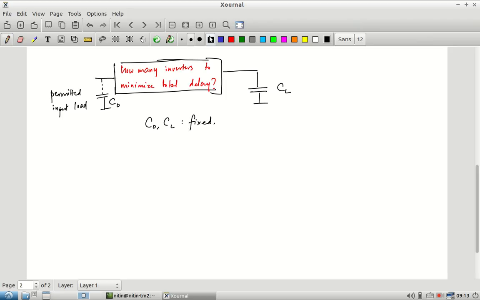Now, if I pose the question in this manner, just arbitrarily saying you need to figure out how best to drive this load, you have two variables. One is how many inverters should I put in? Second is how big should those inverters be? Actually speaking, you have n variables if you put in n inverters. But we already have some intuitive understanding that geometric growth in the size of the inverters is the best way to get a minimum delay.